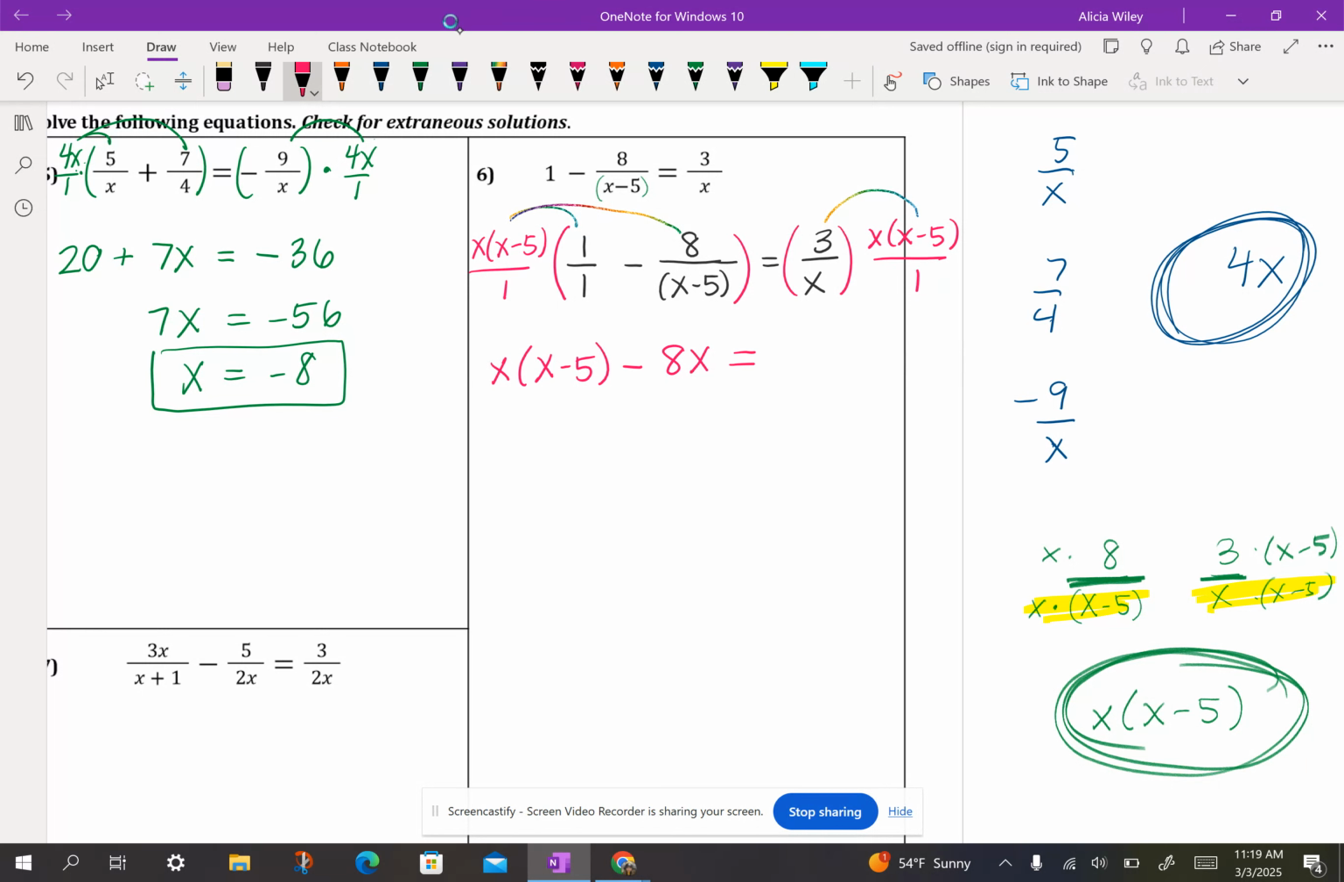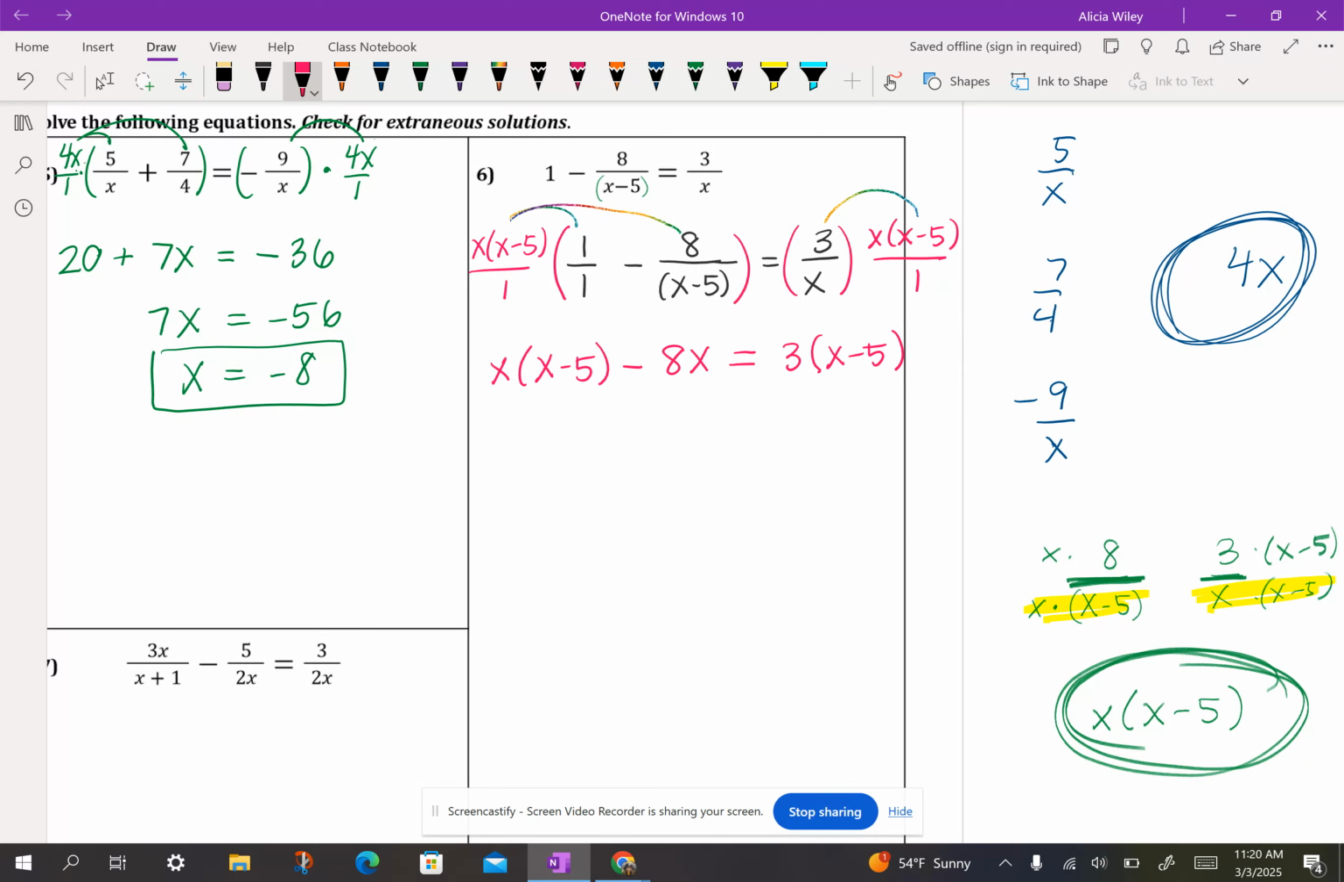On the other side, multiplying to the 3 over x. Ask yourself, what will cancel? The x's will cancel. What will I have left? I will have a 3 times the parenthesis x minus 5. So this is what you're left with, a multi-step equation. Okay, from here you should be able to finish solving it.